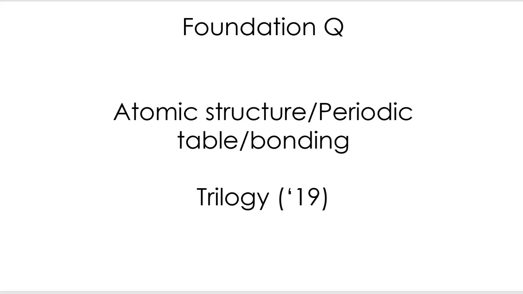This is AQA GCSE Chemistry. It's a Trilogy 2019 paper. It's a foundation tier question covering atomic structure, periodic table, and bonding. So pause as you go, have a go at the question first, and then review.